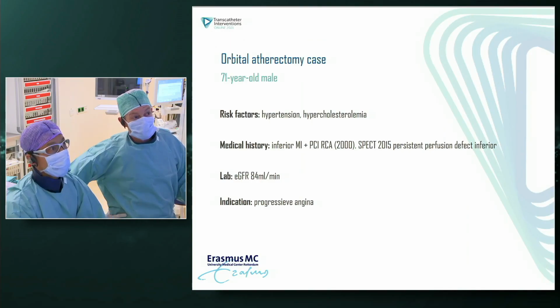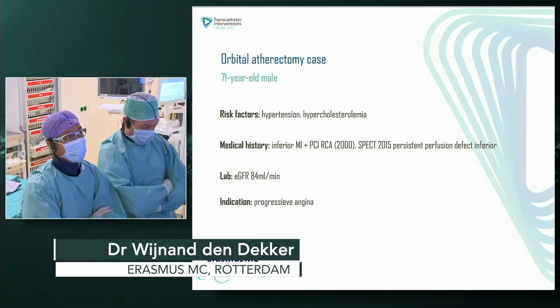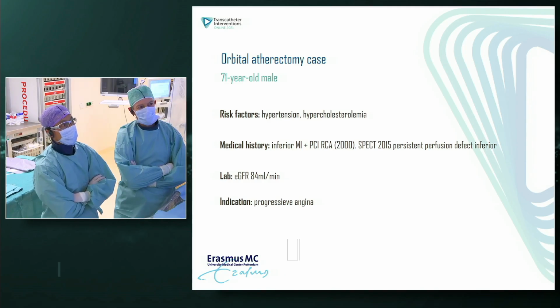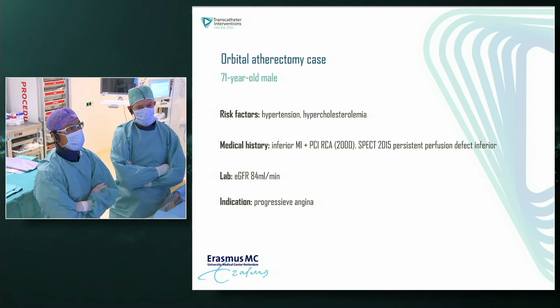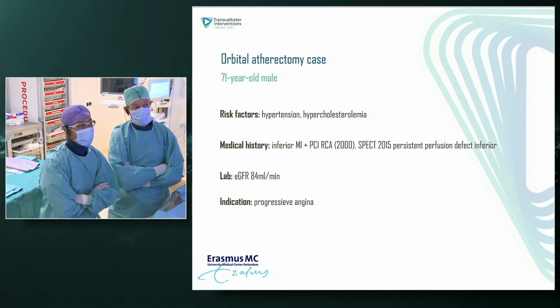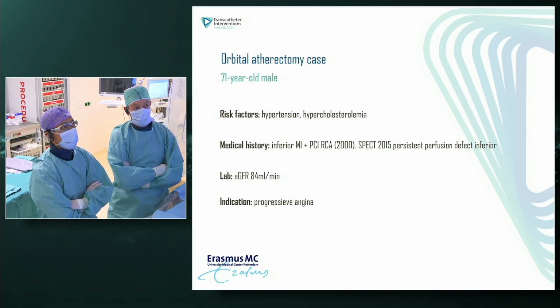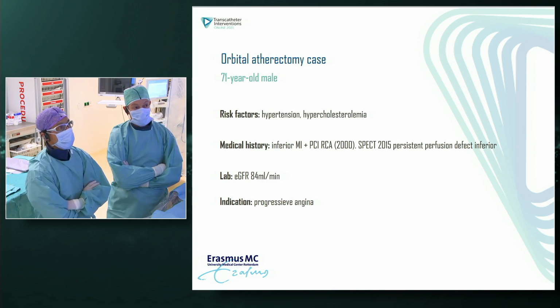Yeah, thank you. Also a warm welcome from my side. So today we will use another device to treat the calcium. We will do an orbital atherectomy case. We have selected a 71-year-old male with hypertension and hypercholesterolemia. He had an inferior MI in the past, for which he was treated with a PCI of the RCA. In 2015, a MIBI scan showed a persistent inferior perfusion defect. He has a good kidney function, and he was referred to us because of progressive angina.